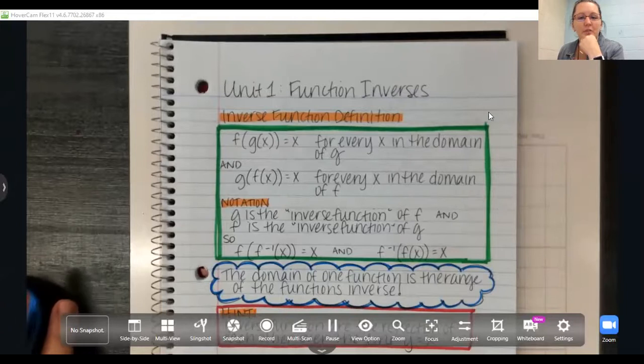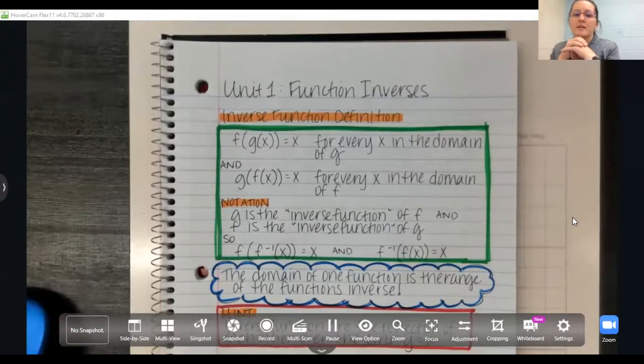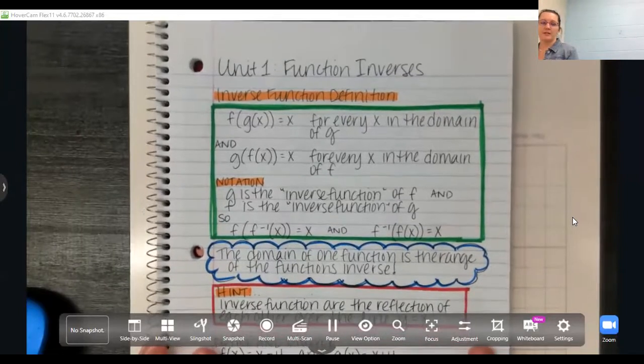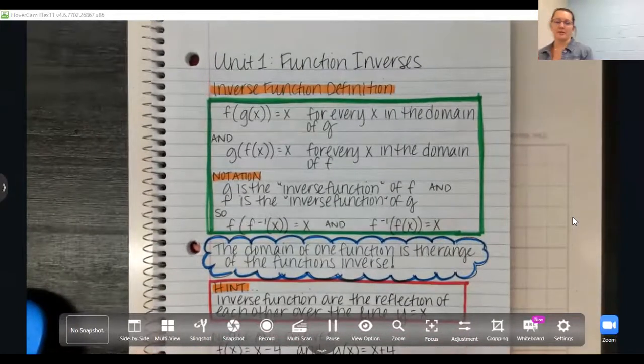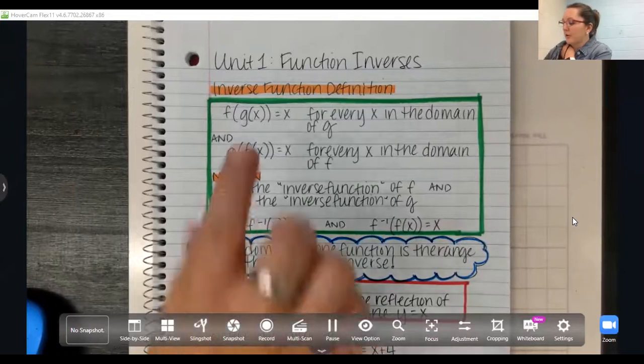We're going to start talking about function inverses. If you notice here, I have the definition. If you need to pause at any time and copy this down, great. These are things that I want you to have in your journal for notation purposes and for the definition so you can have it on hand. So let's just go through this.